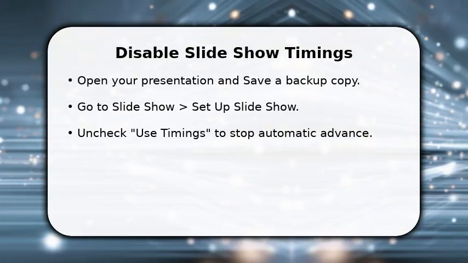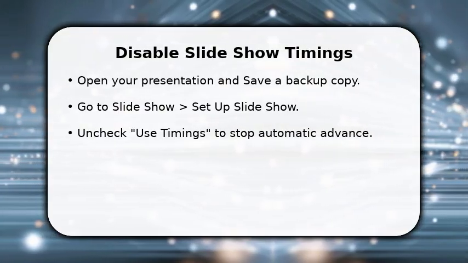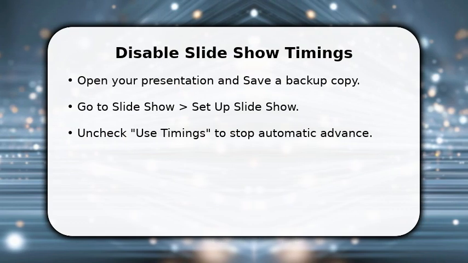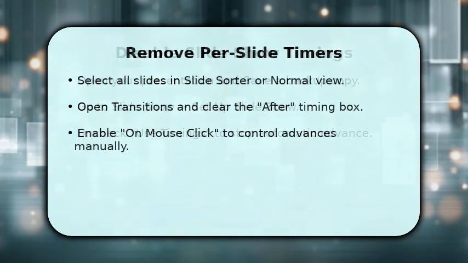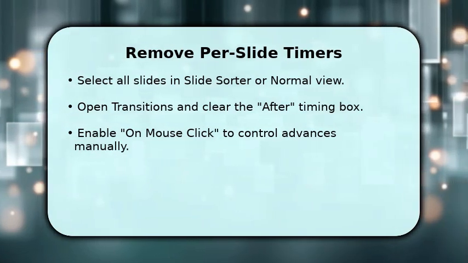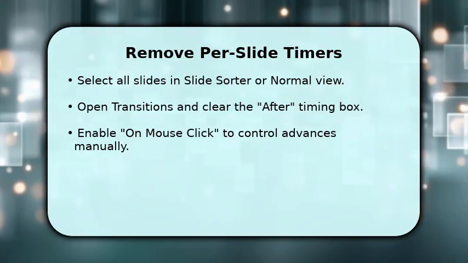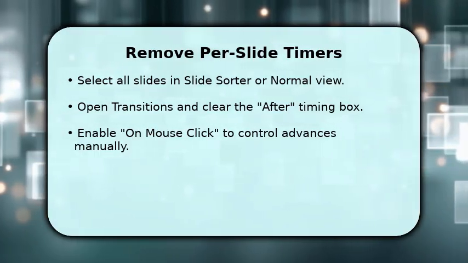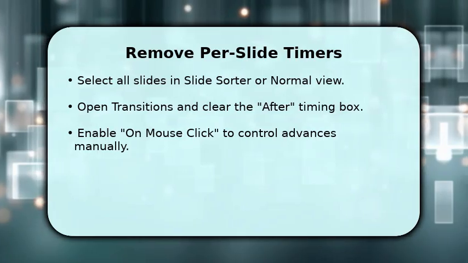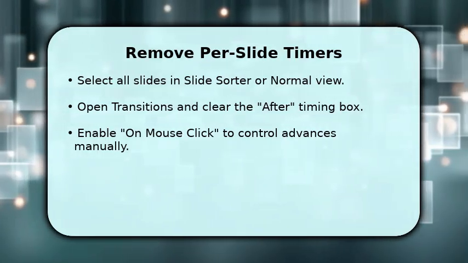With the deck still open, select all slides in Slide Sorter or use Control+A in Normal View so changes apply globally. Then open the Transitions tab and look for the Advanced Slide options. Specifically clear the After Timing checkbox or set it to 0 so no automatic countdown remains.